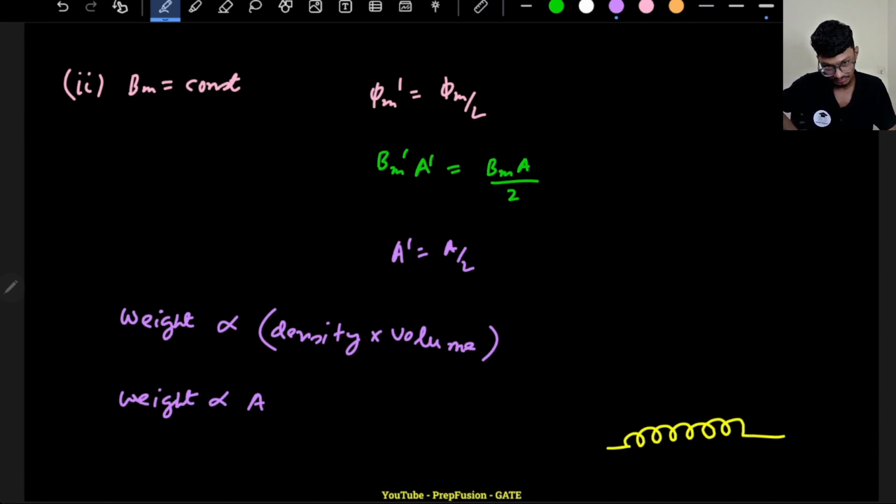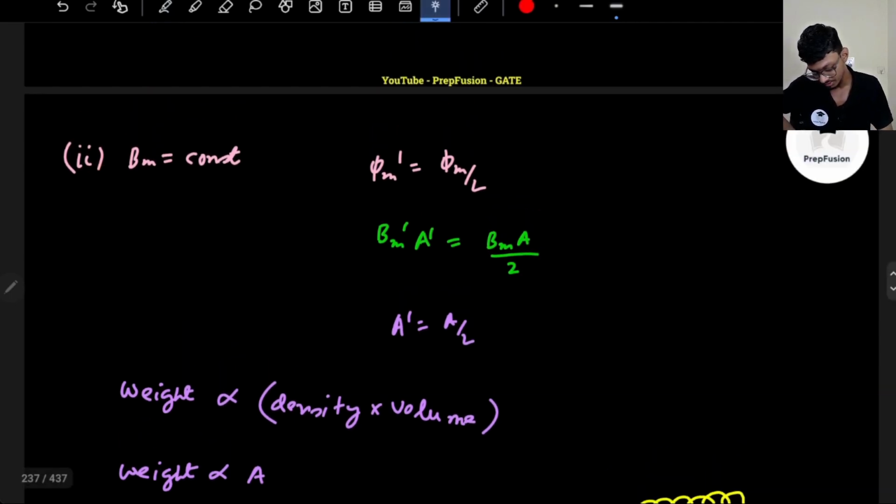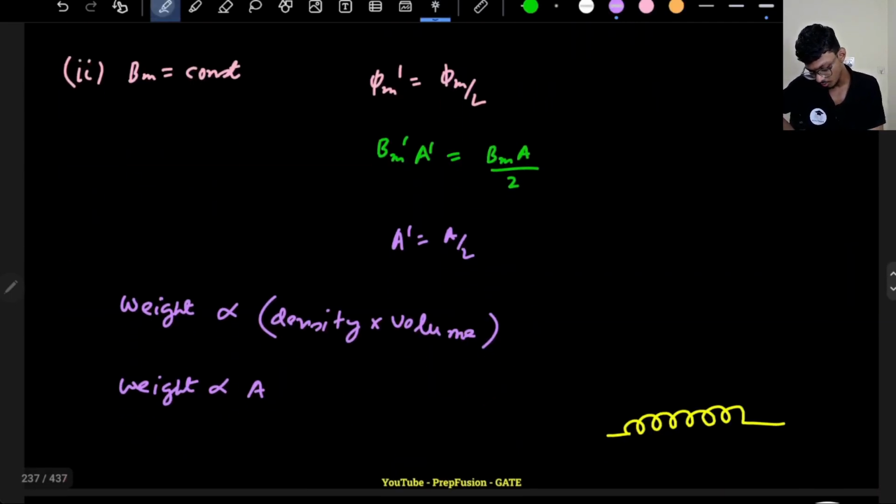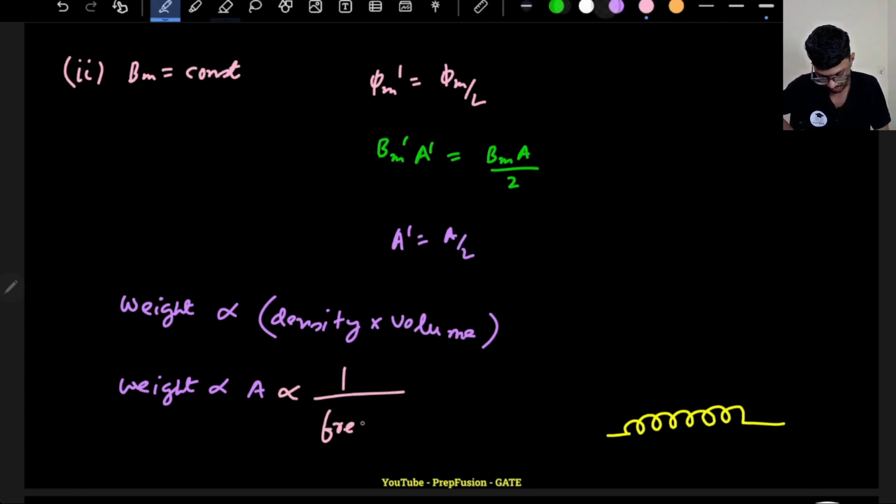So area has been halved. So if frequency increases, area has been halved. So what I can comment is, weight of any transformer is inversely proportional to frequency. So a numerical can be asked like this. Okay, let's say I have increased the frequency and I want to keep the flux density constant, how much change there will be in weight?